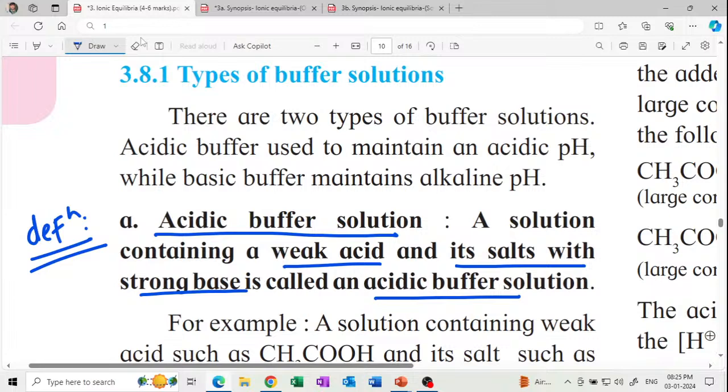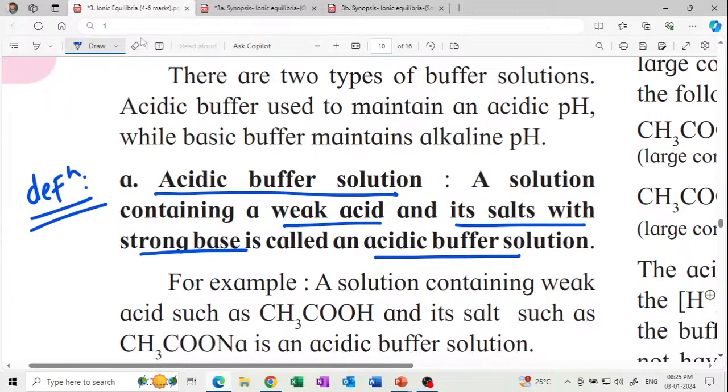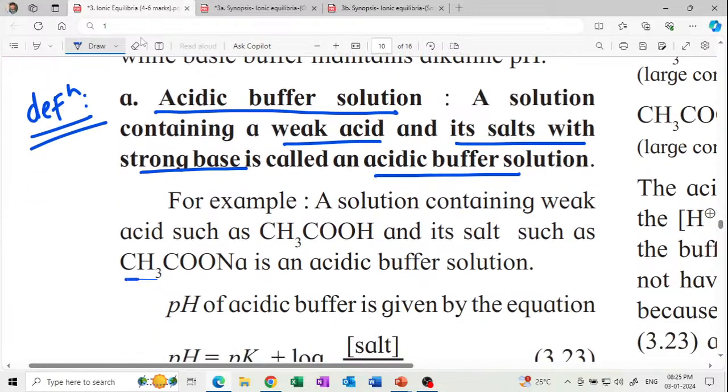Acidic buffer solution, make a note of basic buffer solution also. What is an acidic buffer solution? A solution containing a weak acid and its salt with strong base is called an acidic buffer solution. You can note an example: sodium acetate is an acidic buffer solution. Okay, get it?